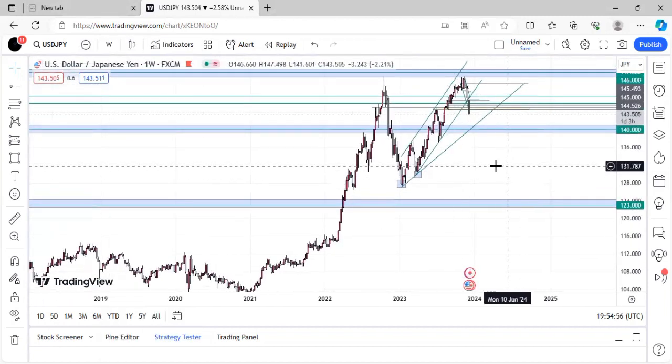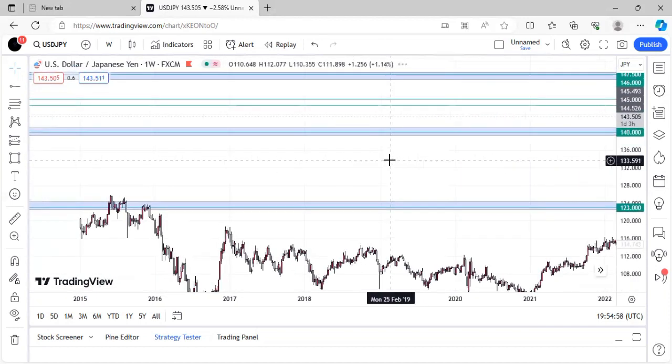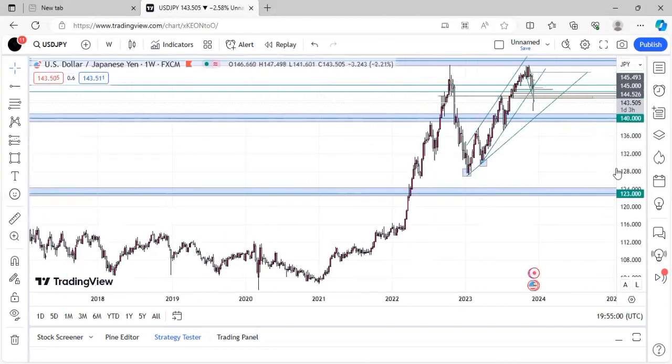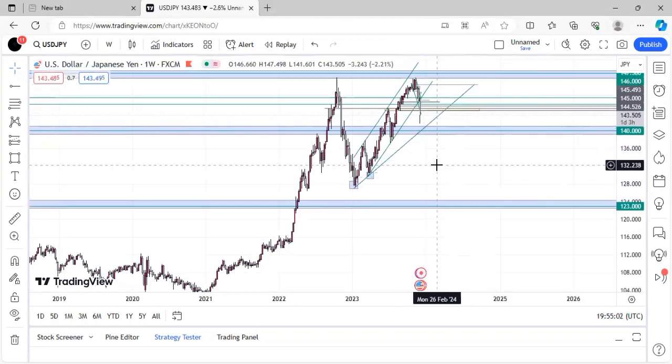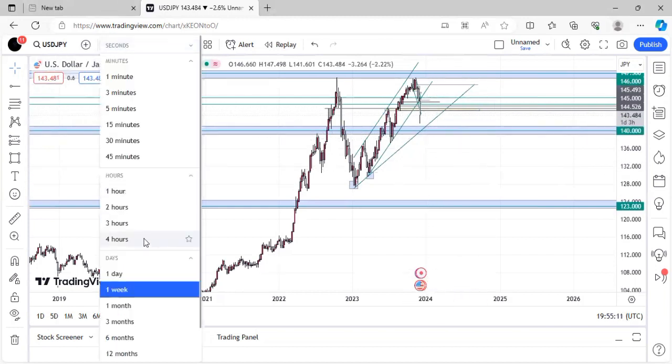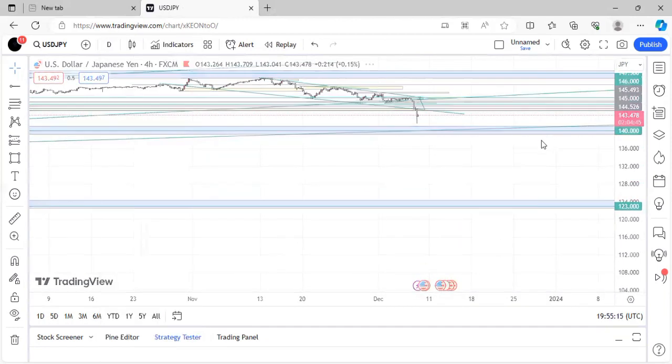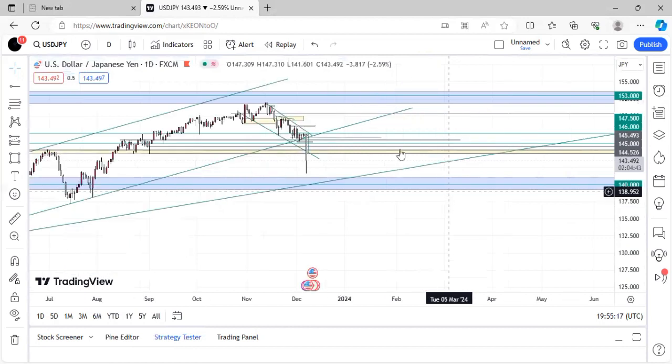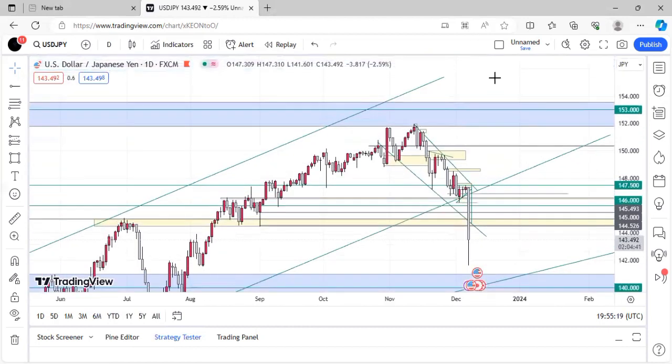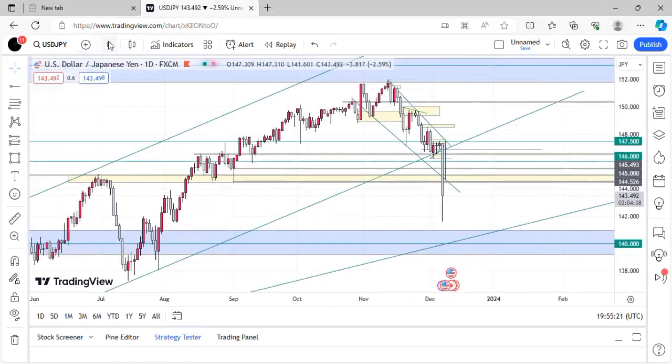Which is the monthly region. That's why the monthly region. That's basically where I'm expecting price to go back to. If price breaks 140, definitely we'll be heading back down to 123. So 123 will be a very good opportunity to sell. It will be a very good opportunity to sell.